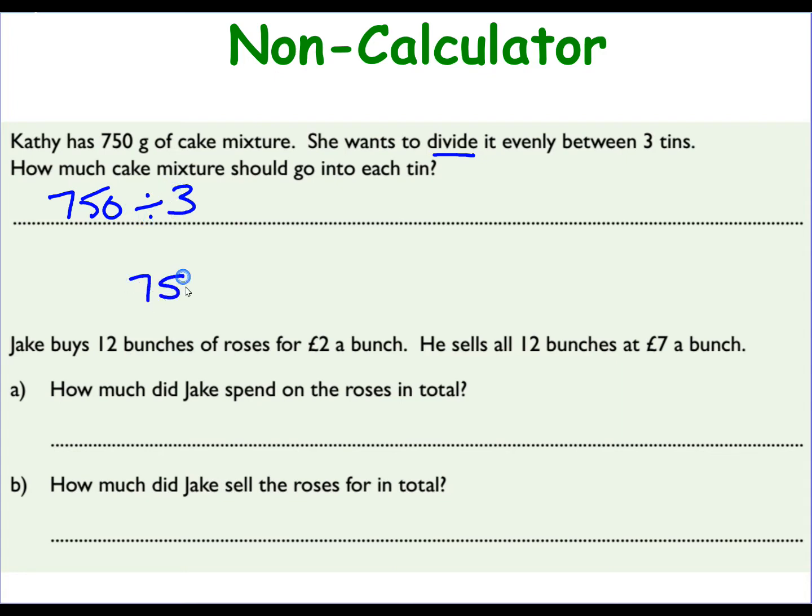Set up your bus stop so the number being divided goes into the bus stop, the number doing the dividing goes outside. 3 goes into 7 twice, remainder 1. 3 goes into 15 5 times exactly, and 3 into 0 is 0. So it's 250 grams per tin.